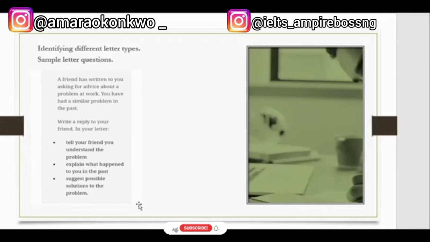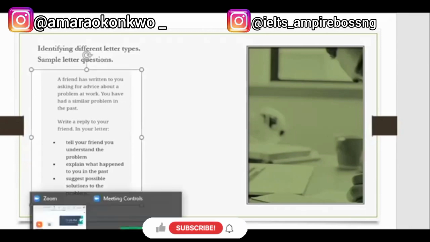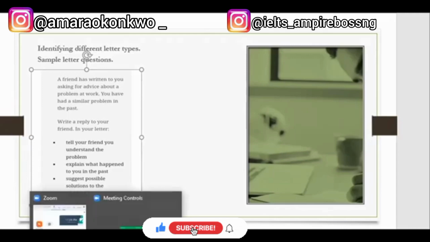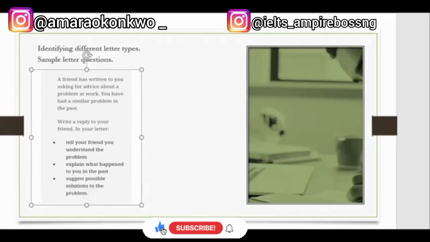I believe this is an informal letter. Although the person is asking about advice for work, which is pretty normal between friends, it's something I can do. I can just call up my friend and say, I'm having this problem. So, yeah, I think it is informal.